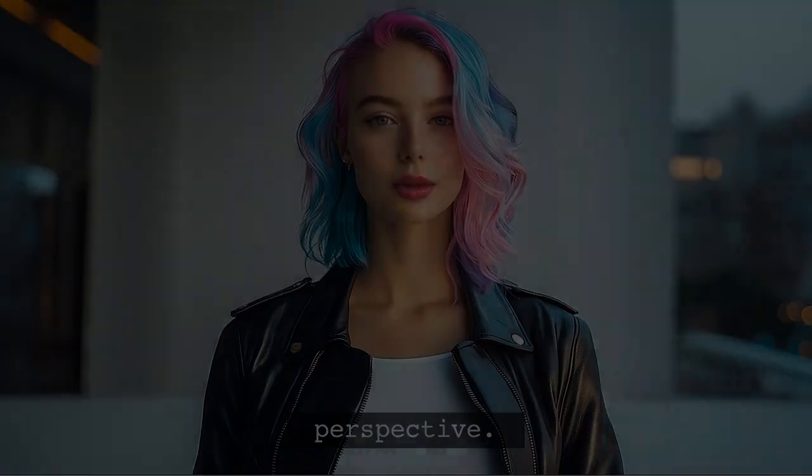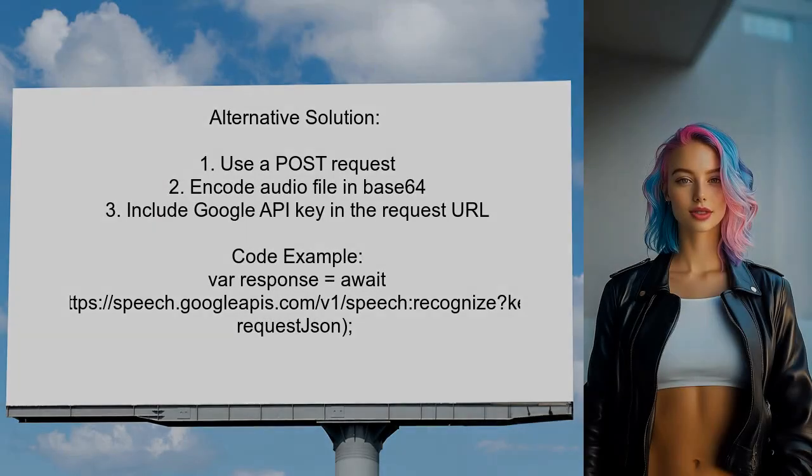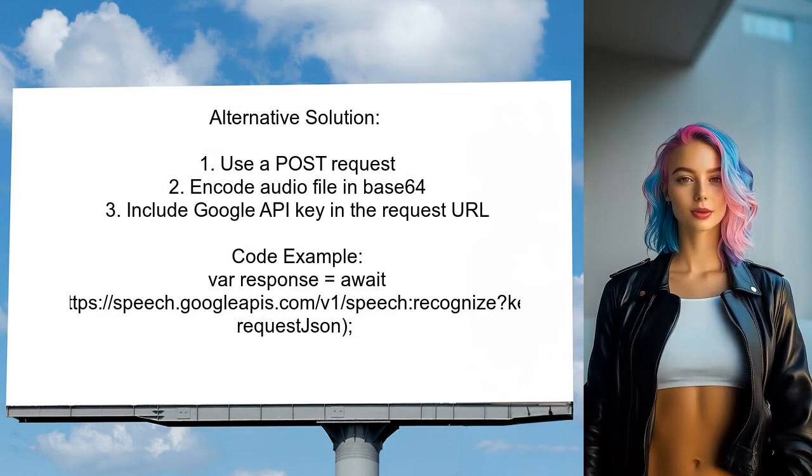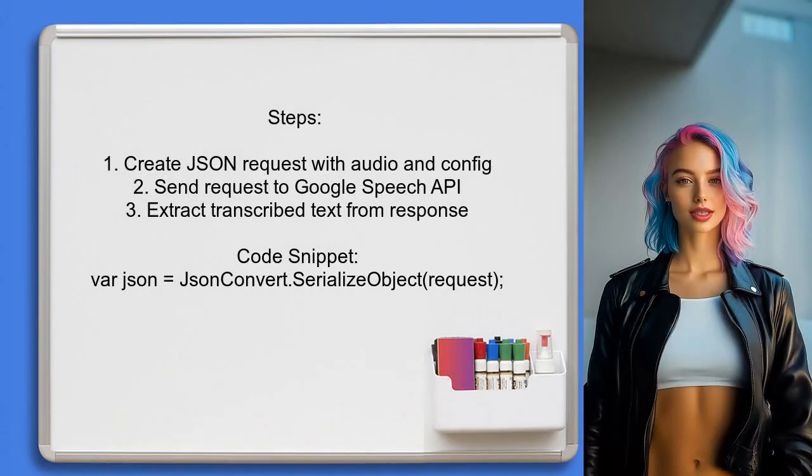Let's see another perspective. An alternative approach shared by another user involves using a POST request with the audio file encoded in base64. They include the Google API key directly in the request. The user constructs a JSON request with audio content and configuration settings, then sends it to the Google Speech API. If successful, they extract the transcribed text from the response.